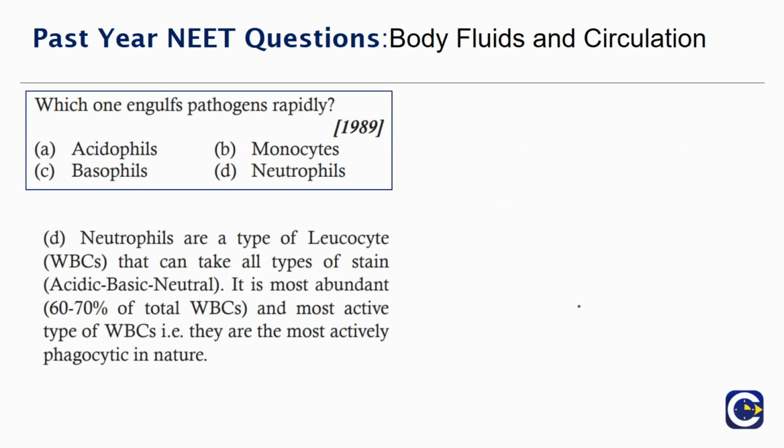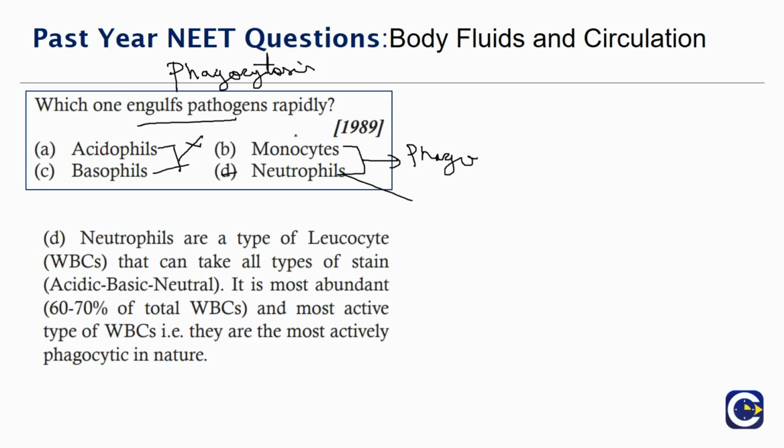Which one engulfs pathogen rapidly? Engulfing of pathogens is called phagocytosis. So we know the options given are acidophils, monocytes, basophils and neutrophils. We can eliminate acidophils and basophils, as they are not involved in phagocytosis. Monocytes and neutrophils are both involved in phagocytosis, but here they are asking for the most rapid engulfing.